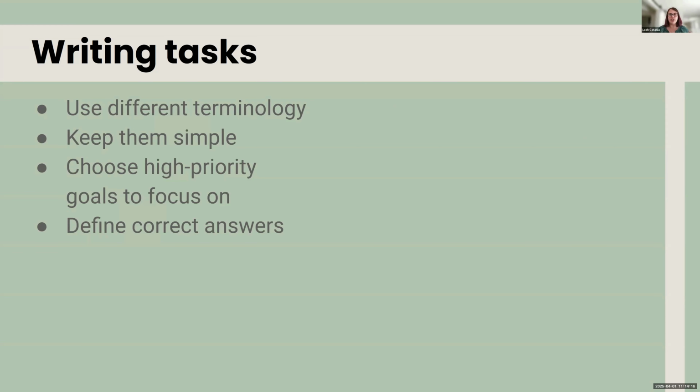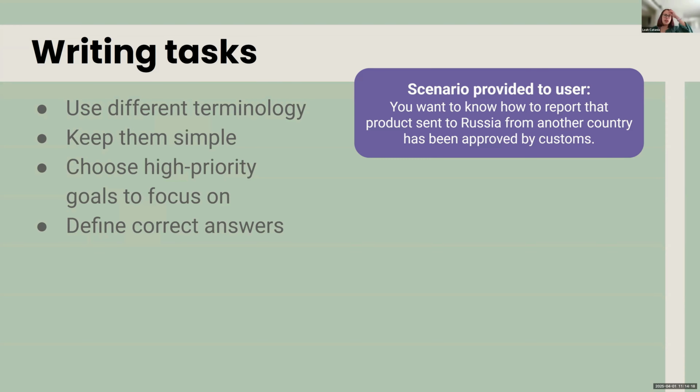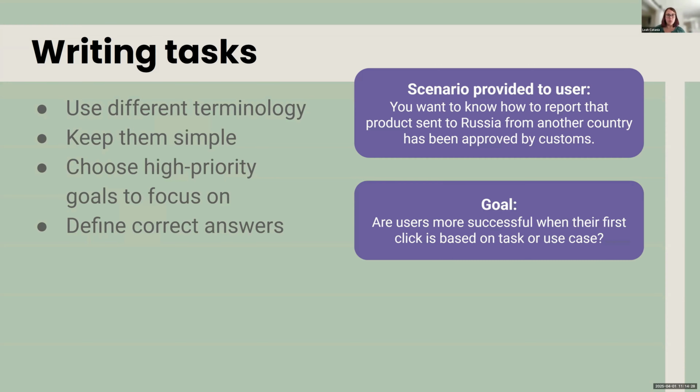So here's an example task just to demonstrate some of these principles. This is the scenario that was provided to the user. You want to know how to report that product sent to Russia from another country has been approved by customs. And the goal here was to determine whether users are more successful when their first click is based on a task they need to do or the use case about why they have to do the task.